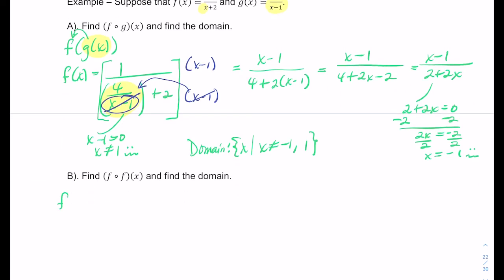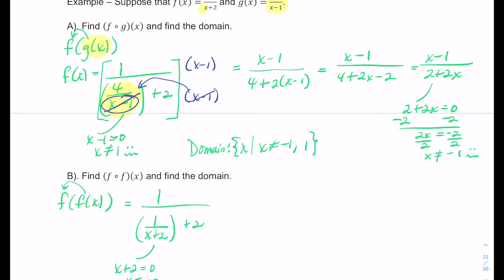For b, I'm finding f of f of x. So here I'm taking f of x and plugging it back into itself. So here, again, I have my x, and then I'm going to replace that with f of x. So I'm going to, before I simplify, set the denominator equal to 0 and solve. So I know x can't equal -2. Okay, that's a bad thing.